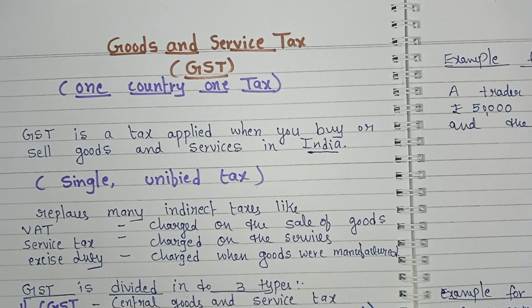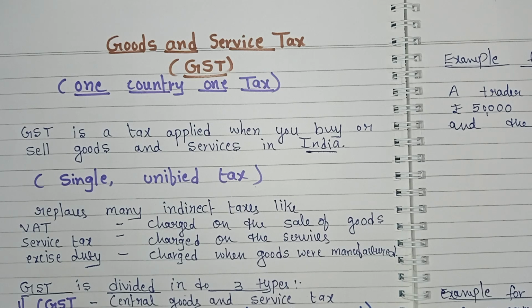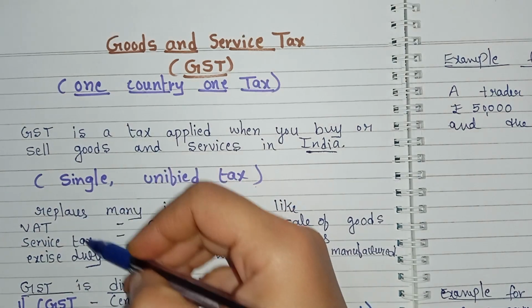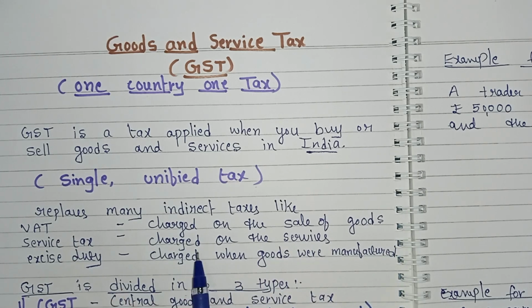It replaces many indirect taxes like VAT, service tax and excise duty. Here we need not pay VAT, service tax and excise duty. We have to pay only GST. VAT is charged on the sale of goods, service tax is charged on services, and excise duty is charged when goods are manufactured.